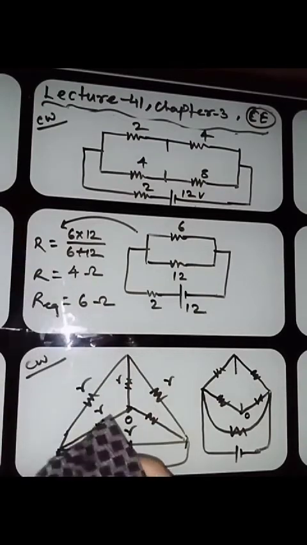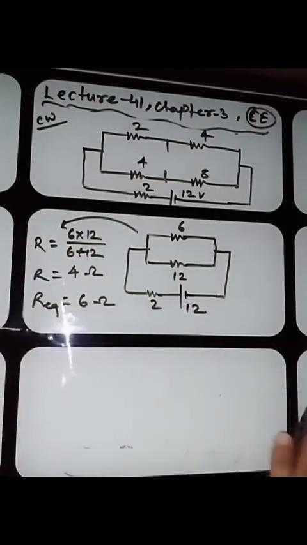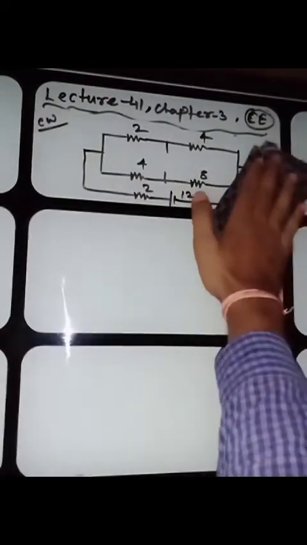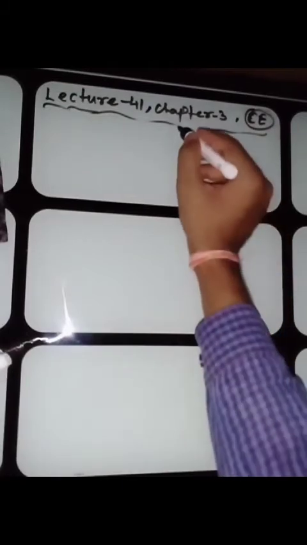Now the next one, a very important question I made today for you, for this balanced Wheatstone bridge. I think 4 to 5 questions I have added in the assignment, so you can solve them in both of my assignments. All right, so the question, this is a very important question, and this is your homework.